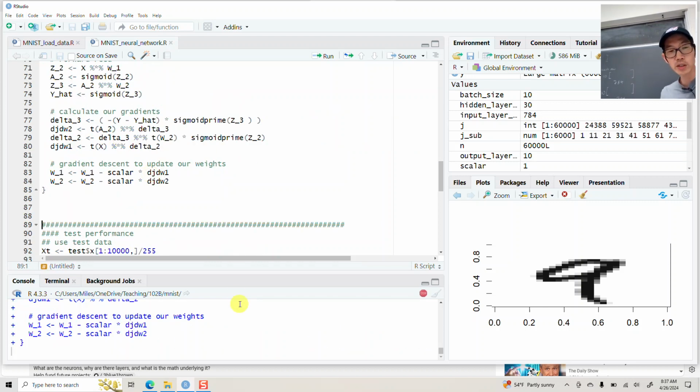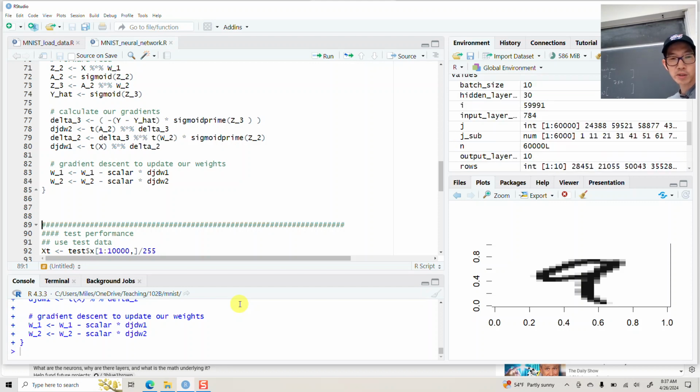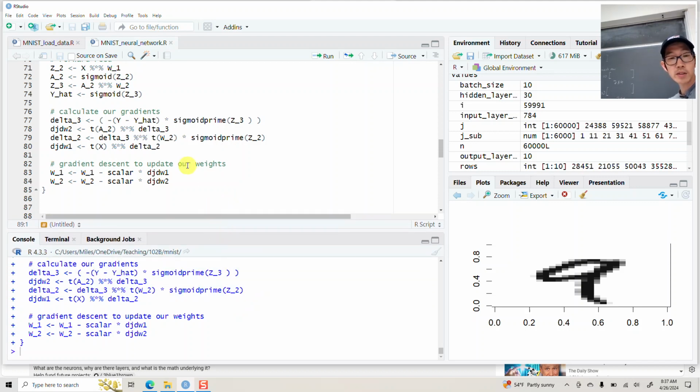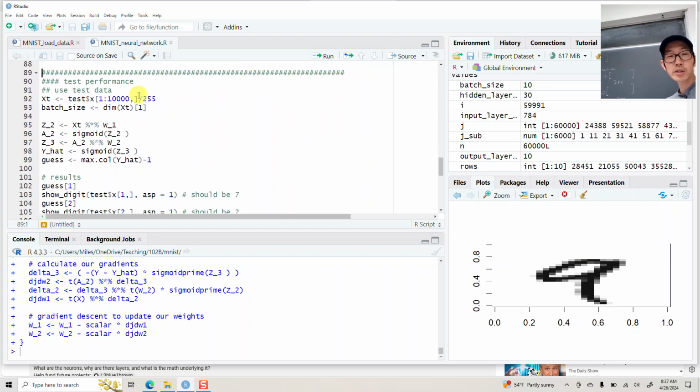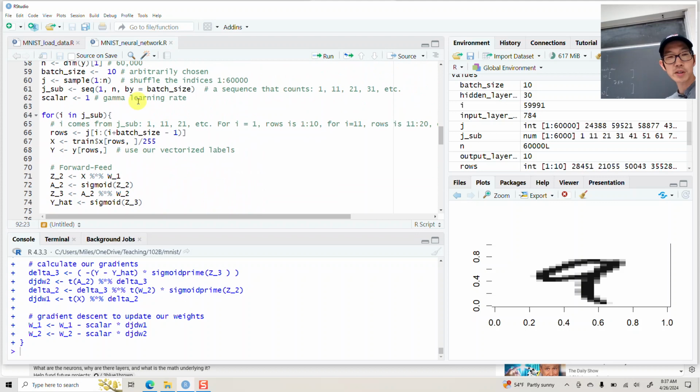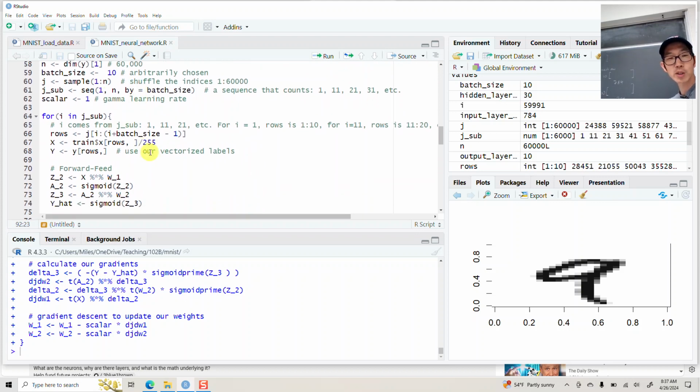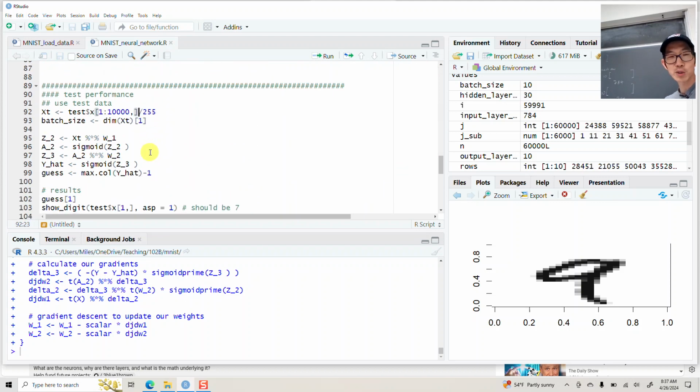So it's running and running and running, doing batches of 10, going through all 60,000 images, and now it's done. Okay, so let's see how did it do. Oh, one thing I did do is I scaled the values by dividing everything by 255, so everything's a value between 0 and 1.